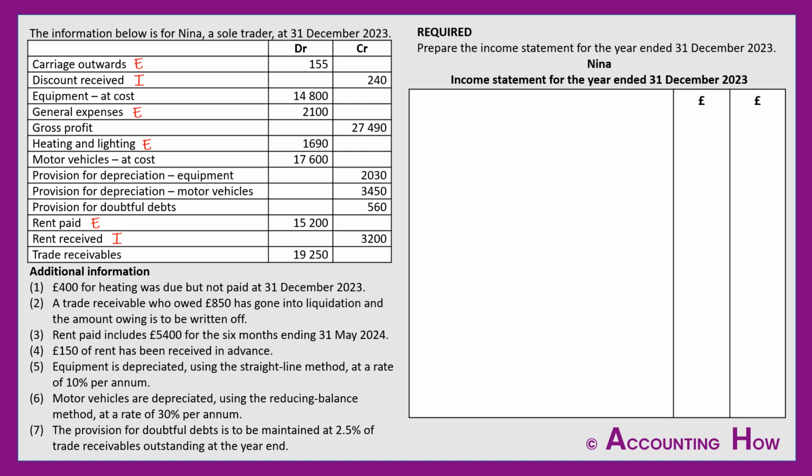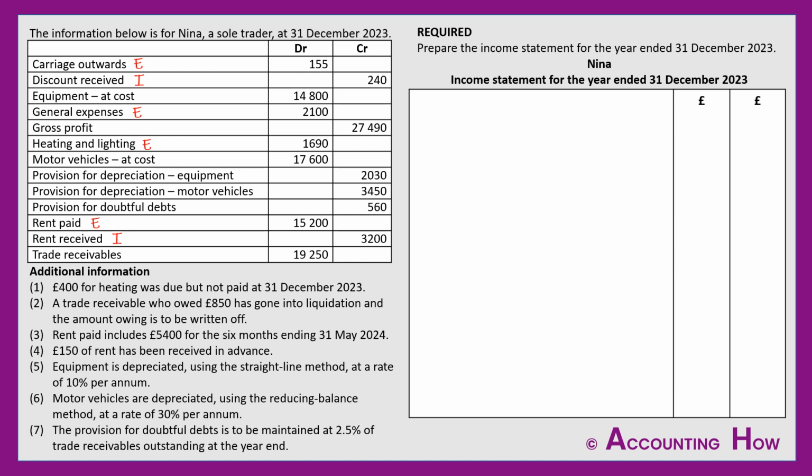And then finally, I've got trade receivables. This is the amount that her credit customers owe her. Trade receivables are an asset. Assets go in the SFP, not in the income statement. So again, I don't need to enter that one.